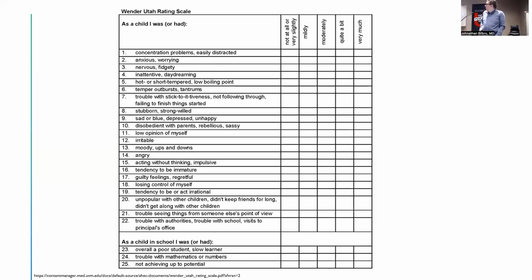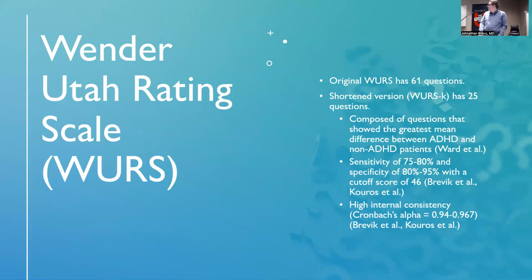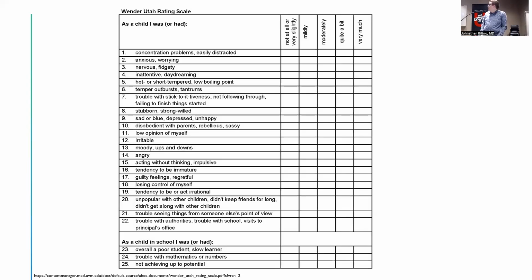But I did want to show what this actually looks like. So this is the short 25 that I mentioned. And so again, a pretty brief screener. They think back to childhood. They'll say whether or not they had these symptoms, and they can rank them from not at all or very slightly all the way up to very much. And so I didn't mention it, but the cutoff score that's recommended is 46. So that's what you're looking for. And anything above 46 would be suggestive of a potential ADHD diagnosis.